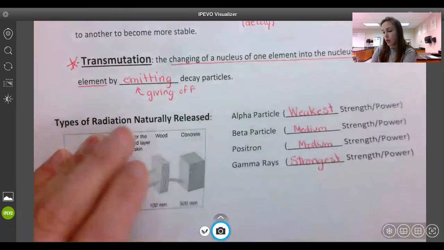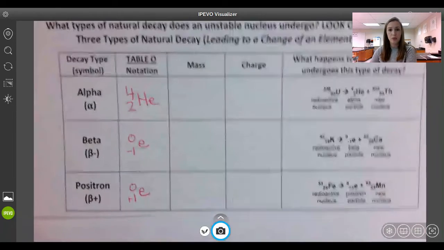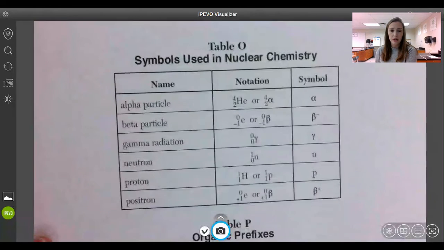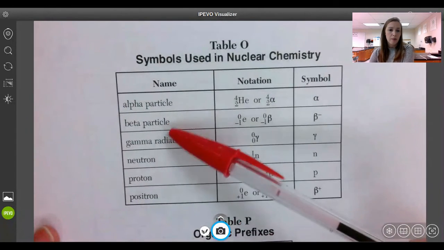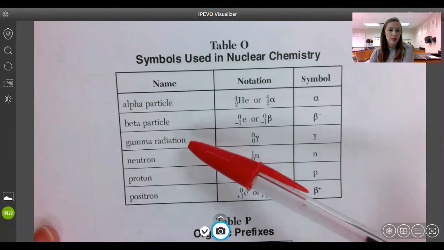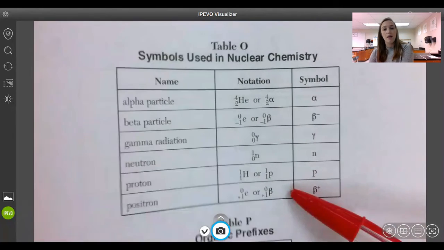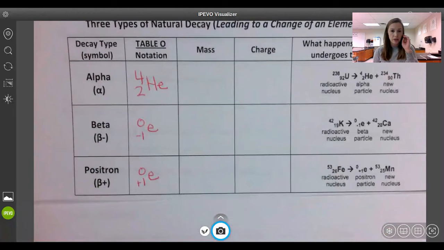So one little thing when we talk about our different decay particles will be on table O. So that would be this table right here. This gives you a bunch of different symbols used in nuclear chemistry. We're going to talk about alpha, beta, positrons, and gamma radiation. So all these notations that I have are right on table O. And the reason why those are helpful with our radioactive particles is it gives us information about these different decay types.